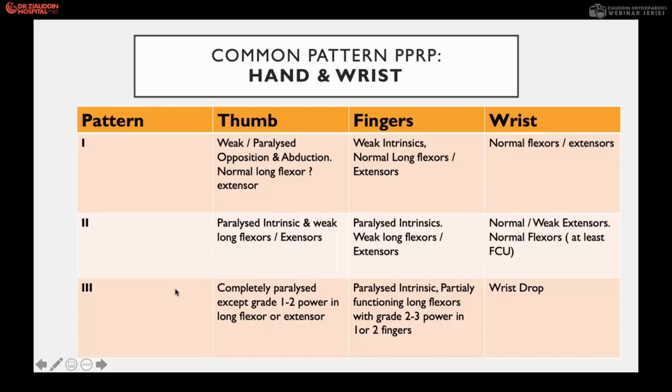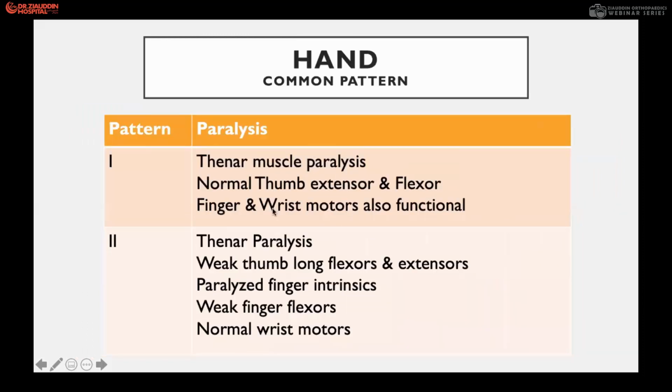Then the third pattern is complete paralysis of the thumb muscles, with only grade 1 to 2 power in the long flexors and extensors. There is paralysis of the intrinsic muscles of the fingers and partially functioning long extensors, which may be grade 2 to 3 or grade 1 to 2 power. And also, since there is significant paralysis of the long flexors and extensors, there is a wrist drop as well. So the surgeries here again follow the same pattern for the hand.